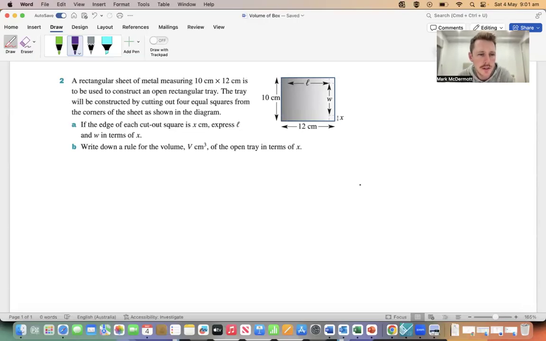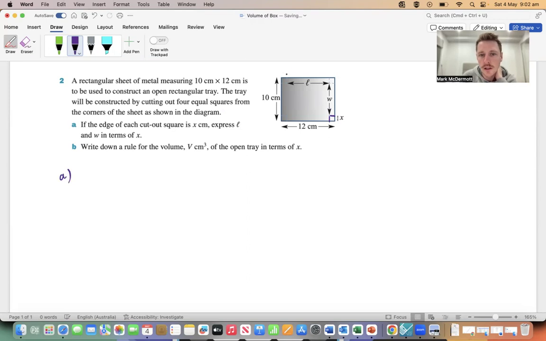Okay, so this question says a rectangular sheet of metal measuring 10 centimeters by 12 centimeters is to be used to construct an open rectangular tray. The tray will be constructed by cutting out 4 equal squares from the corners of the sheet as shown in the diagram. Part A, if the edge of each cutout square is x centimeters, so this is x and that's x, express L and W in terms of x.